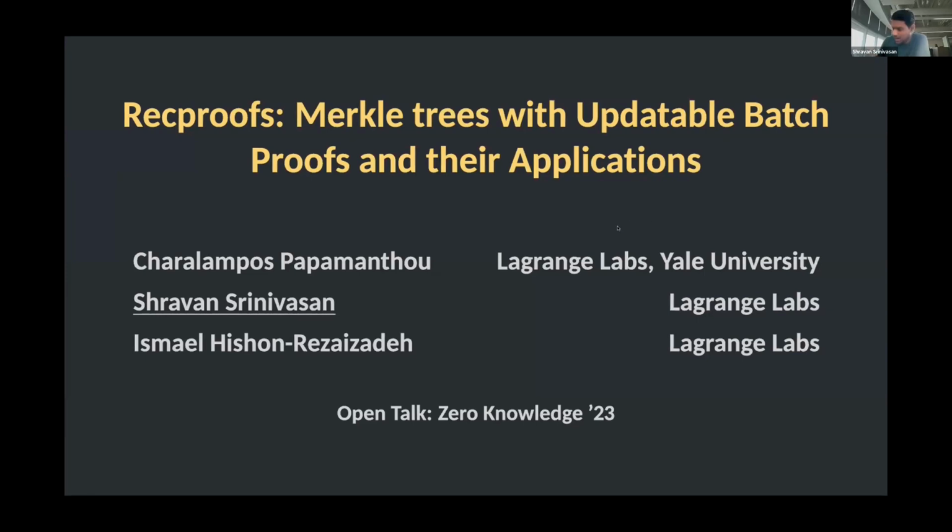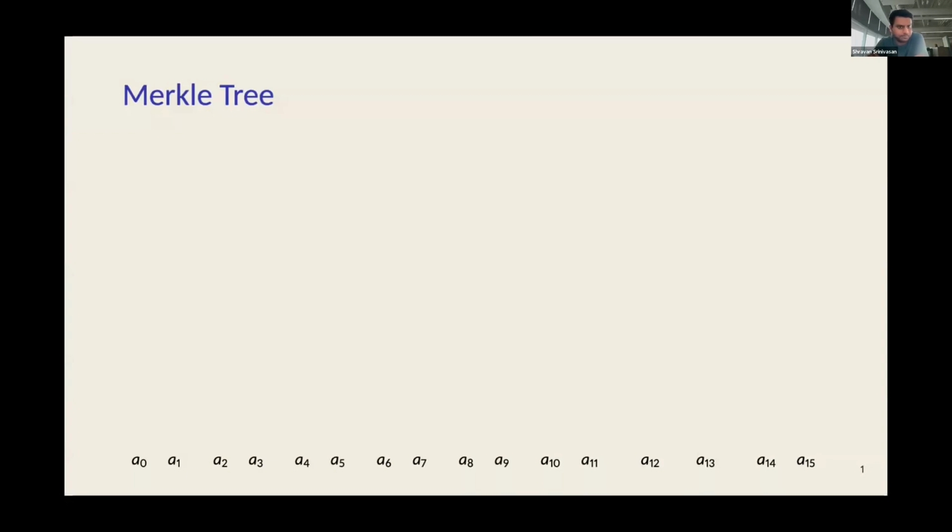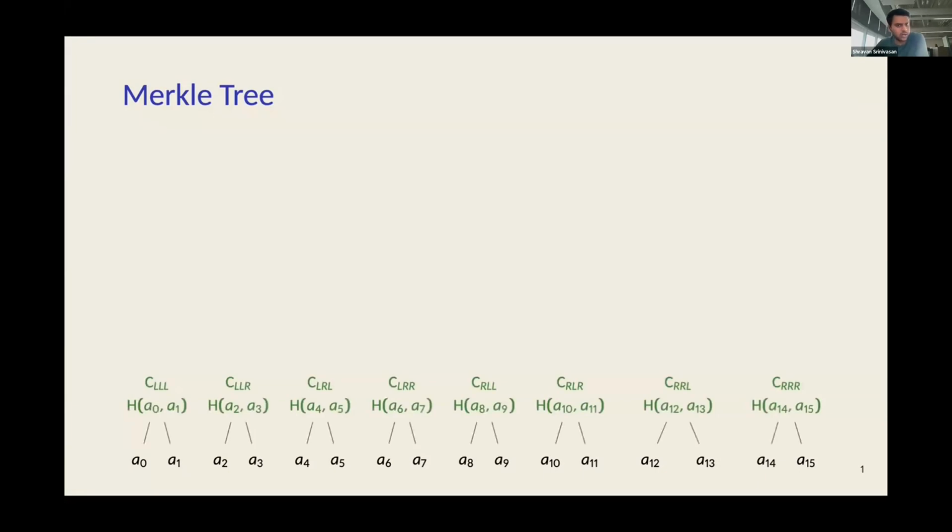So let's start from the basics. What exactly is a Merkle tree? A Merkle tree is a data structure that lets you compute a commitment to an ordered sequence of values. Say you have values A0 to A15 and a collision-resistant hash function H. In Merkle trees, you compute a commitment by recursively computing the hash of adjacent pairs of values. So you would take A0 and A1, concatenate them and compute the hash, and you do this for the other adjacent pairs.